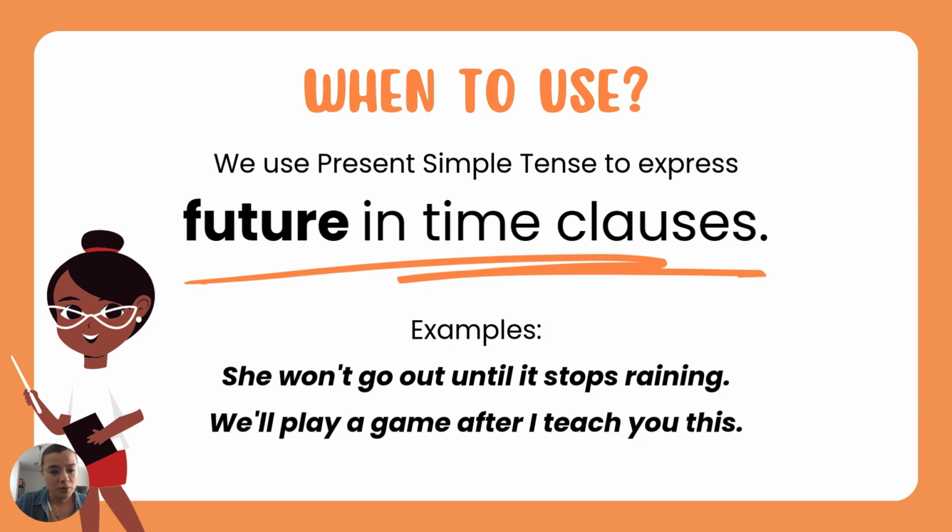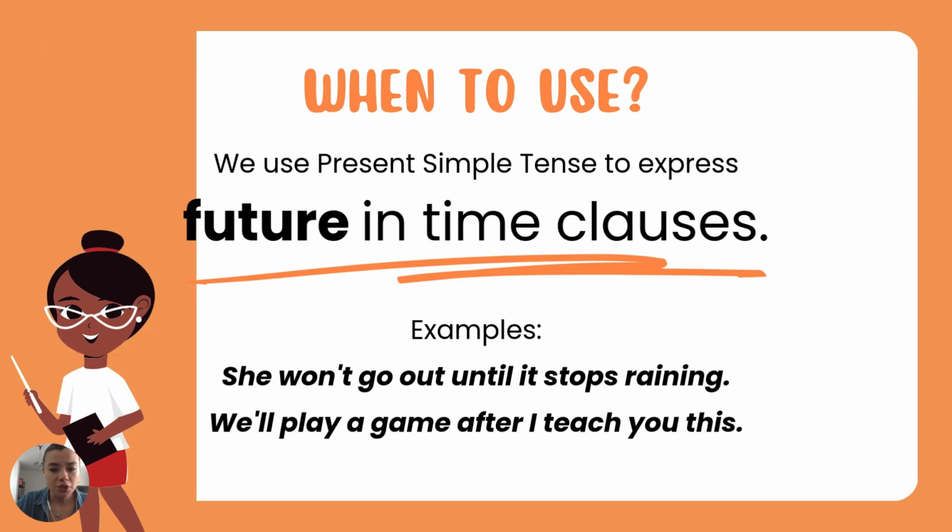And we have two examples here. She won't go out until it stops raining. If you see here, this is the part where you have the conditional and the present one. We'll play the game after I teach you this. So again, if you analyze and if you check, here you have the expression in present simple: I teach you this.